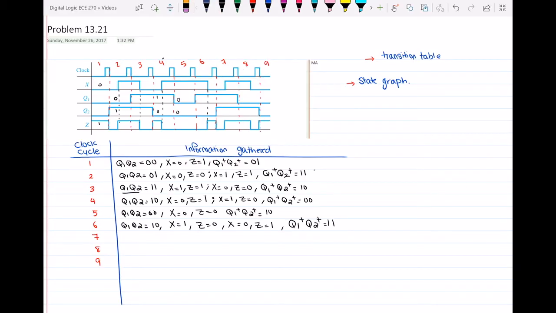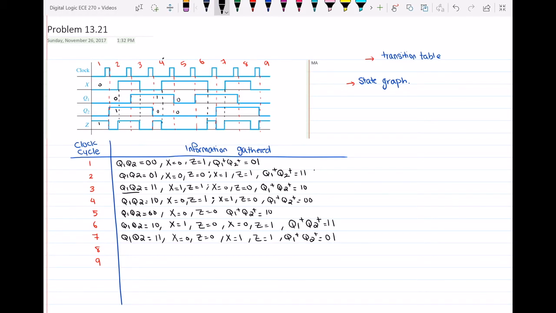All right, so now I will move to the 7th cycle. So Q1, Q2, the present state of the 7th cycle, is 1, 1. Then for X, here as well, X is changing once. First X was 0, Z was 0. Then X goes to 1 and Z goes to 1 as well. Okay, and then for the next state of my flip-flops, we look at the beginning of clock cycle 8. You see that it is 0, 1.